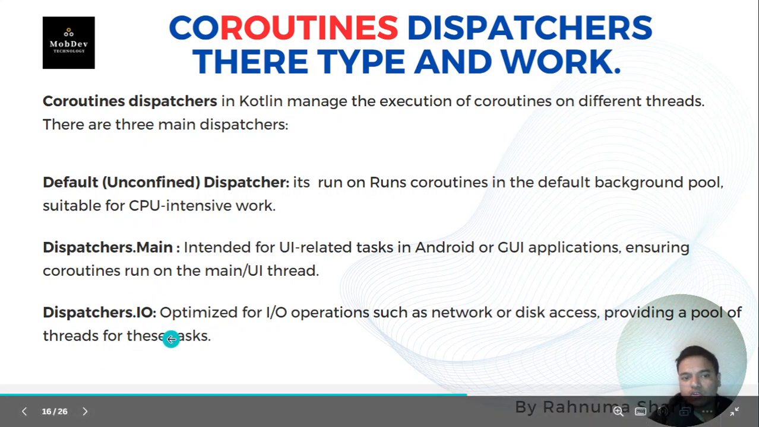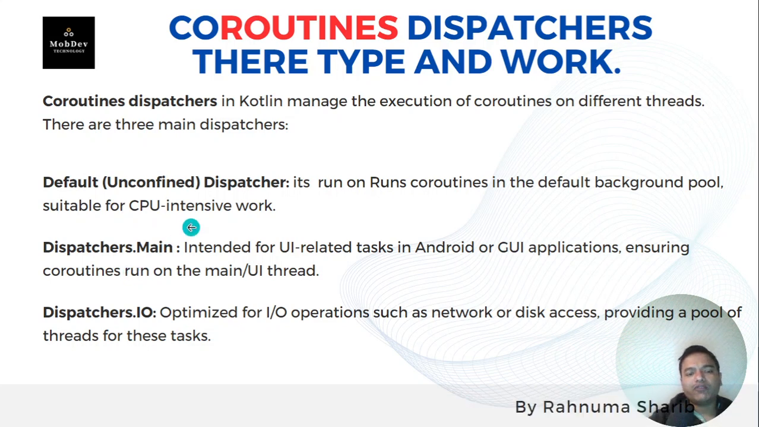Basically, the IO dispatcher we use for IO operations like networking calls, Main for UI-related things, and Default (the transcript says "undefined") we use for CPU-intensive work. So this is the use of that. For better understanding, let me repeat it again.